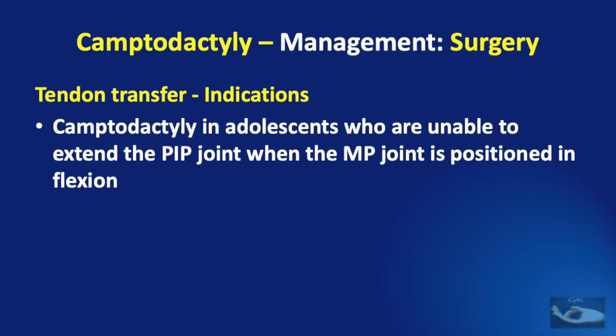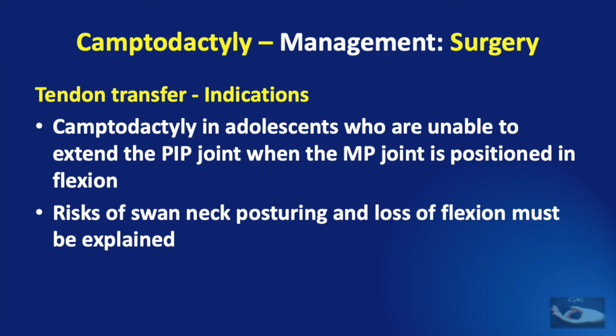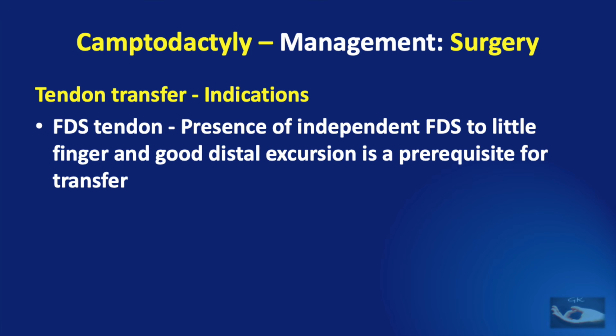It is ideally done for camptodactyly in adolescents who are unable to extend the PIP joint when the metacarpophalangeal joint is positioned in flexion. But the disadvantage of this procedure is that there is a risk of a swan neck deformity occurring because the tendon transfer may be too tight, and this may also lead to loss of flexion at the proximal interphalangeal joint. The procedure can be done using the flexor digitorum superficialis tendon, provided there is an independent FDS to the little finger and good distal excursion is present.